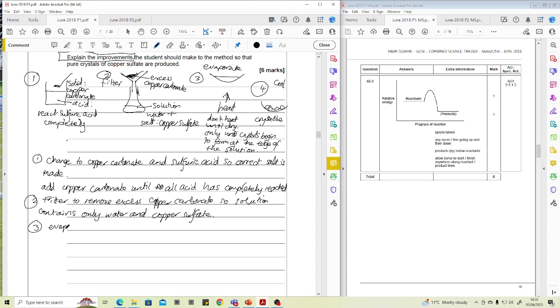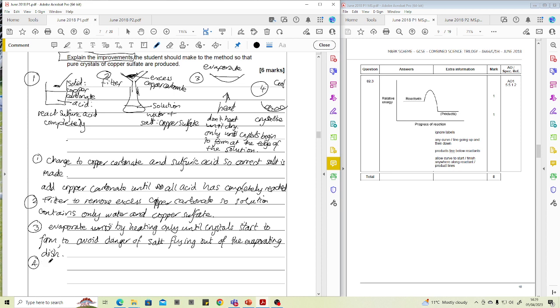So, evaporate until crystals by heating, only until crystals start to form, to avoid danger of the salt flying out of the evaporating dish. Okay, and to form bigger crystals, but I won't say that as well.